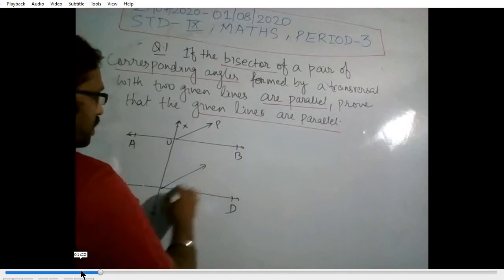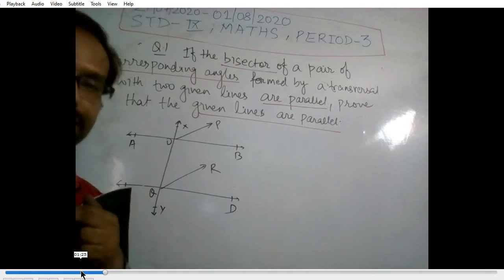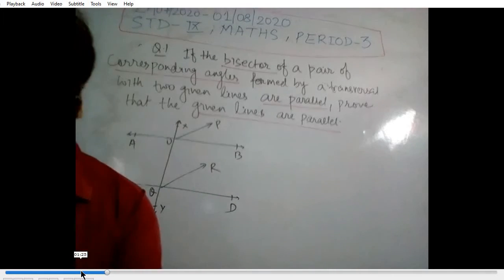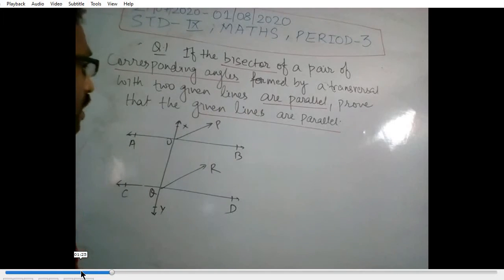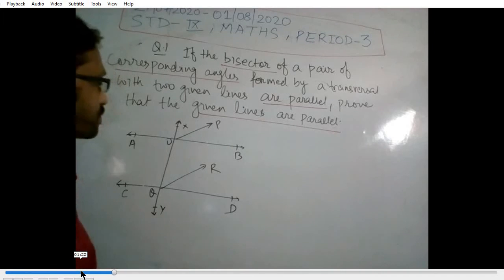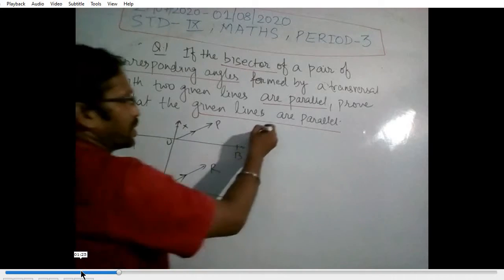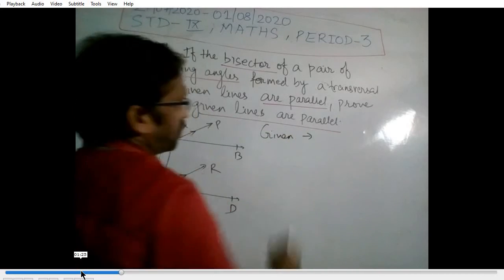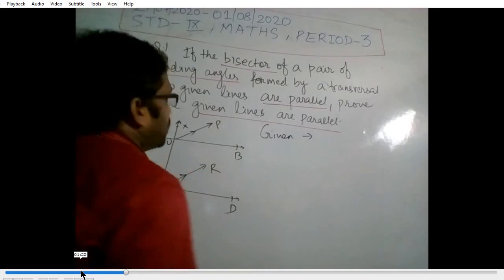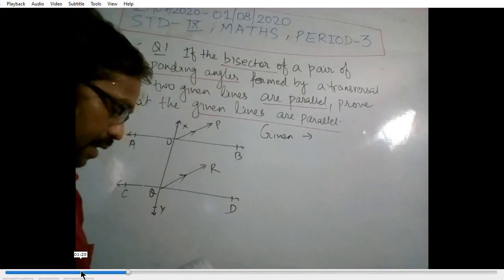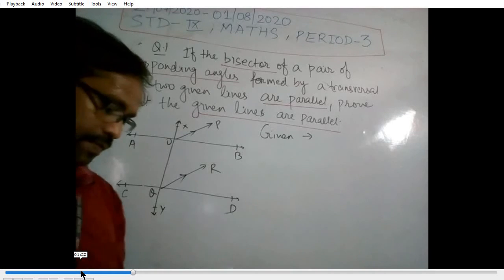OP is the bisector of angle XOB here, and QR is also the bisector. Okay, now what we will do, just see this in this video here. So first of all, you should know the rule of solving this question. First you write given. What is given in this question here? Okay, we have to write that first here. So let us start this now.